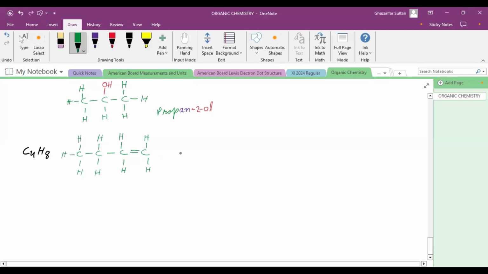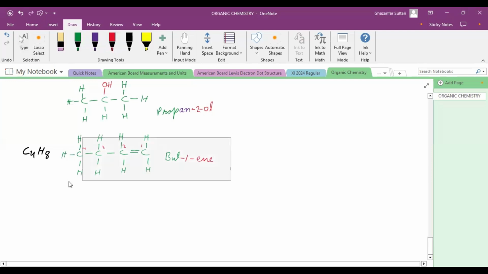This is C4H8. C4 means this is but. There is a double bond and the position of the double bond is between 1 and 2. So the position would be written as 1, but-1-ene. Yes, but-1-ene is the better form.